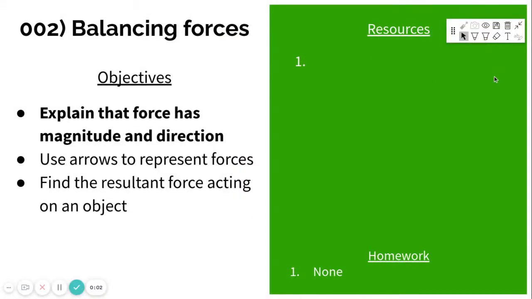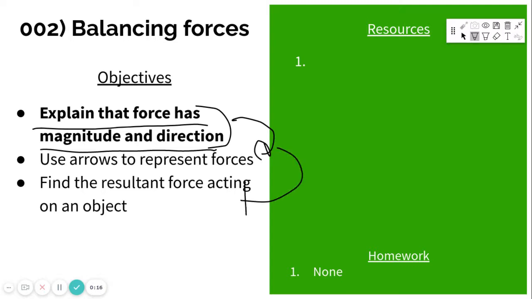All right, boys. In the second lesson, we're going to be talking about balancing forces, and there are three objectives. For this one, we're only going to be talking about explaining that a force has magnitude and direction. Once we do that, we're going to go into using arrows, and then we're going on to talking about resultant force. These are stepping stones that build on each other. So you need to know what the first objective is to know the second, to understand the third. So let's make sure we get it.